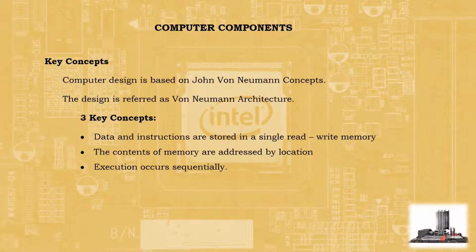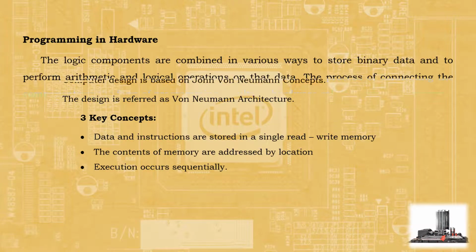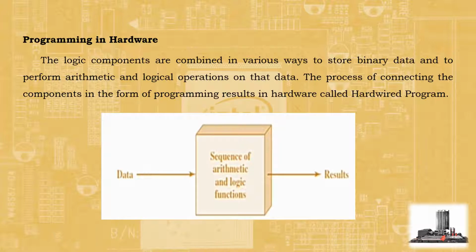There are three key concepts. Data and instructions are stored in a single read-write memory. The contents of memory are addressed by location. Execution occurs sequentially, that is, from one instruction to the next. The logic components are combined in various ways to store binary data, in the sense of zeros and ones, and to perform arithmetic and logic operations on the data. The process of connecting the components in the form of programming results in hardware, and is called a hardwired program.